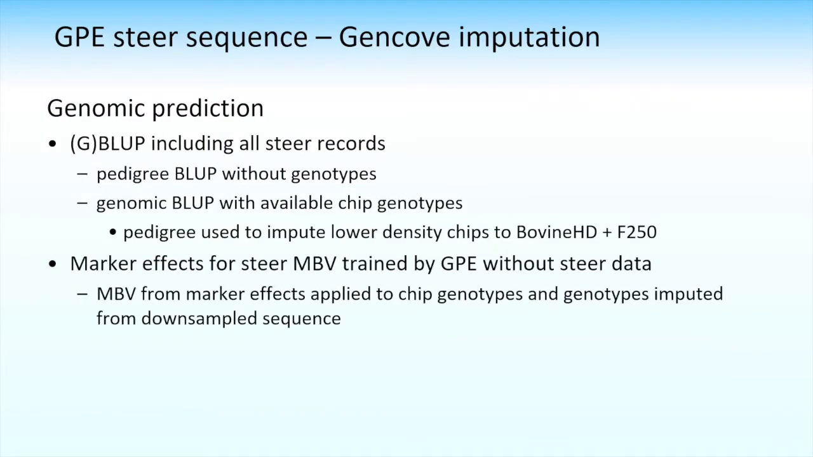We also looked at genomic prediction with these steers. The GPE records without the steers were used to train marker effects on birth weight, post-weaning gain, and marbling score. MBV for the steers were predicted by applying those marker effects to the steers' genotypes, both chip genotypes and the genotypes imputed from sequence. And the MBV were compared to the steers' EBV from pedigree and genomic BLUP that did include the steers' records.